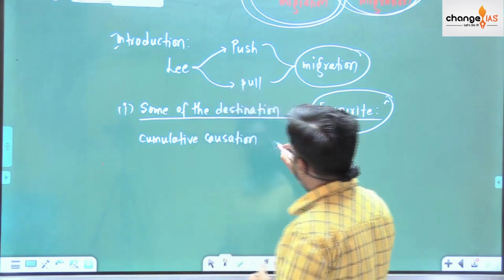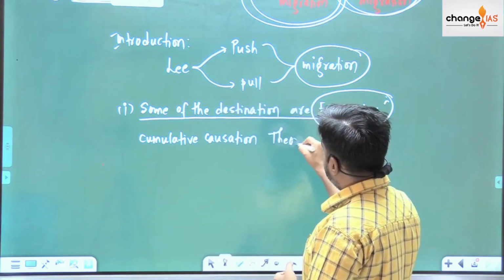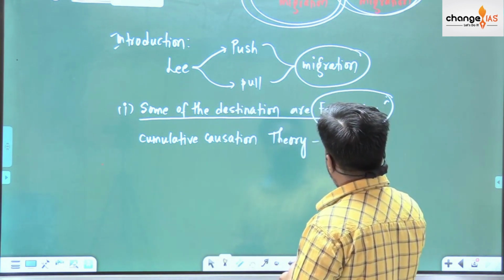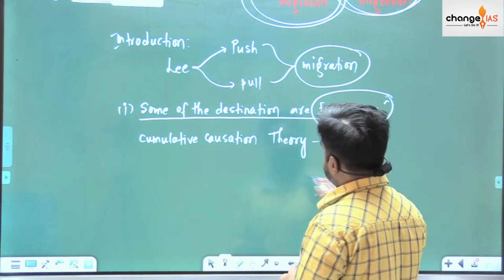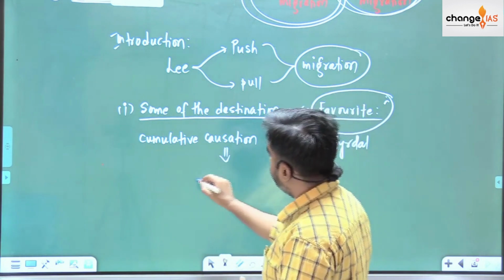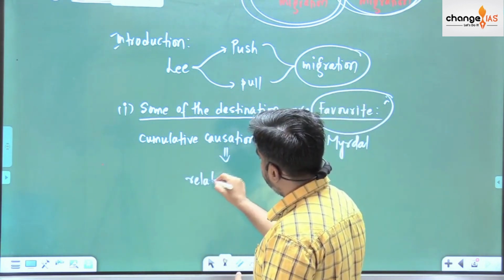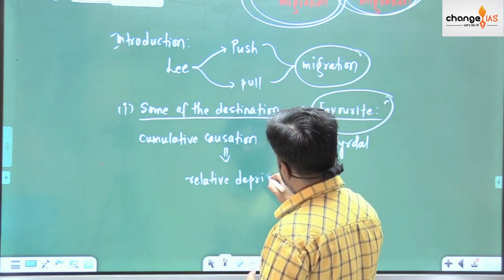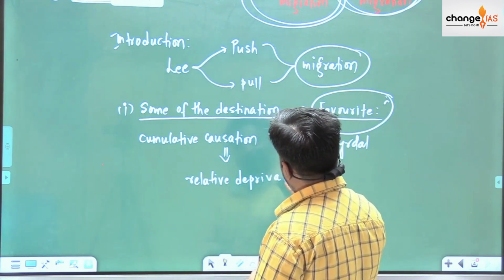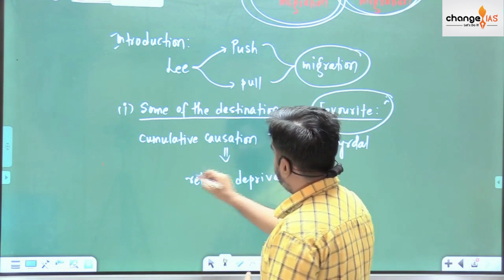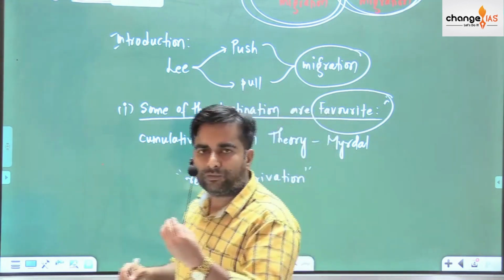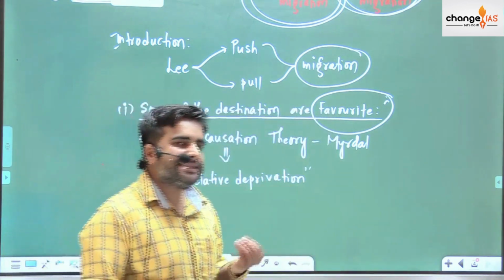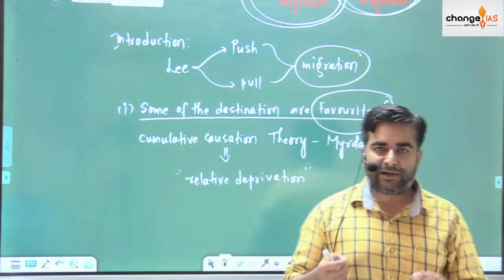Okay, in the cumulative causation theory, this was given by Myrdal, and he says that there is a feeling of relative deprivation amongst the people. Okay, so you can talk about this concept of relative deprivation to prove why some of the places are favorite for the people.